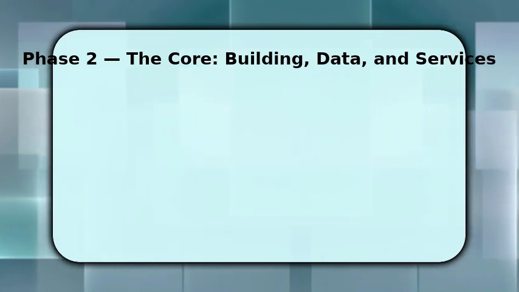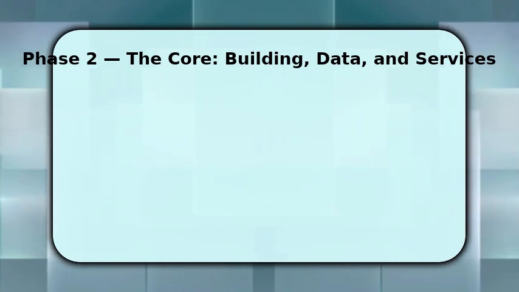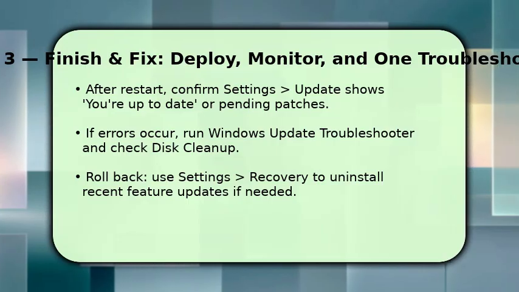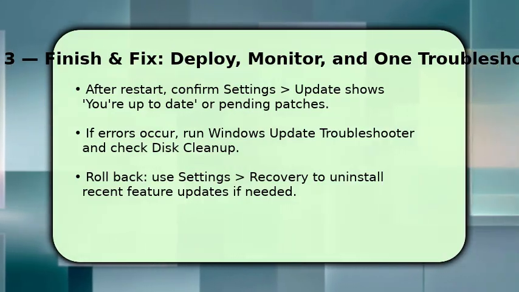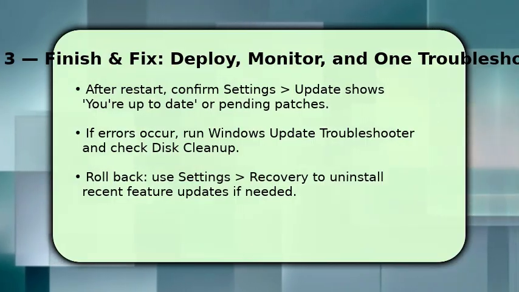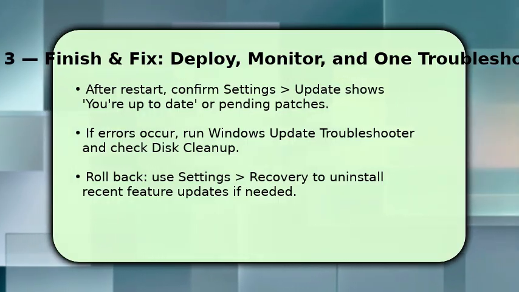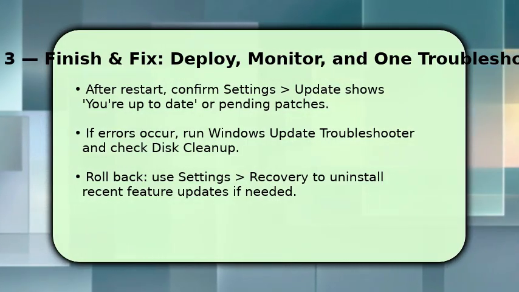Once the system restarts, confirm updates applied in Settings and check system stability. Test key apps. If you encounter errors, run the Windows Update Troubleshooter and clear temporary update files with Disk Cleanup. This often resolves download and install failures. For driver conflicts, use Device Manager to roll back drivers.